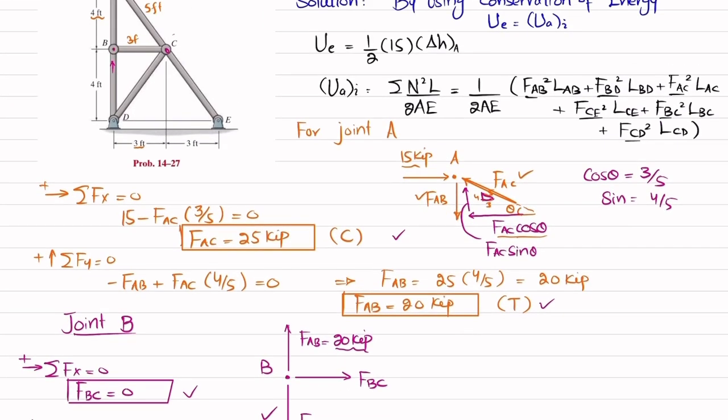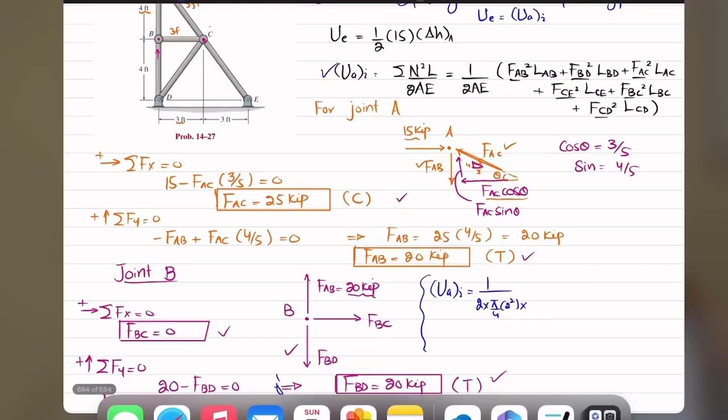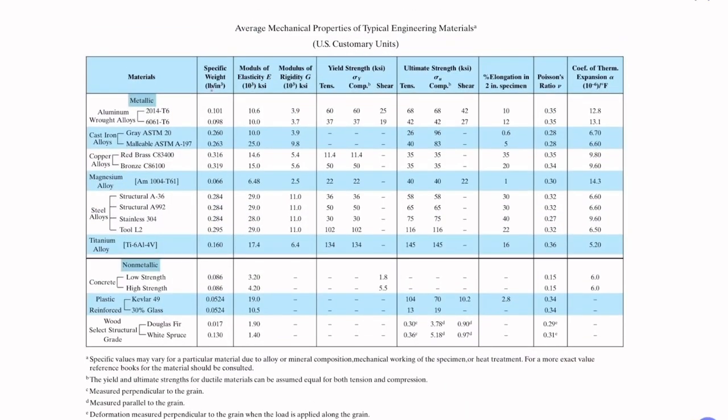All these 6 forces, so you can just put it in this formula. I will apply it over here. So strain energy due to axial loading is equal to 1 over 2. Area, diameter is given, so pi by 4 D square, D is 2 inch, so 2 square, multiply by E. So E for A992 for US customary will be this one.